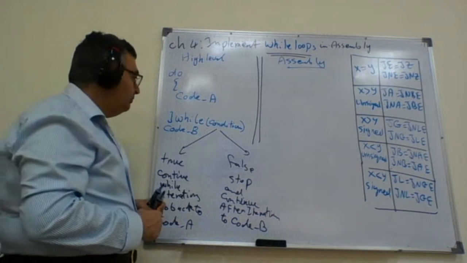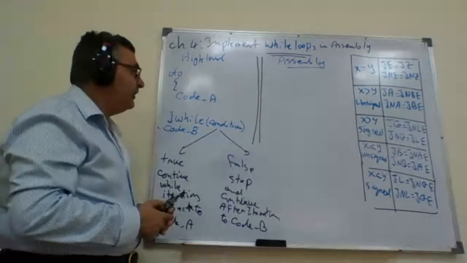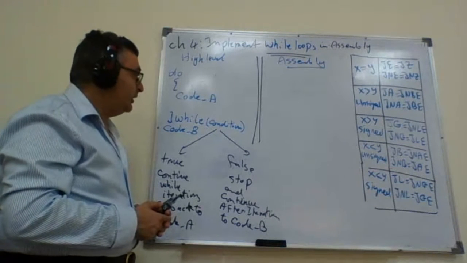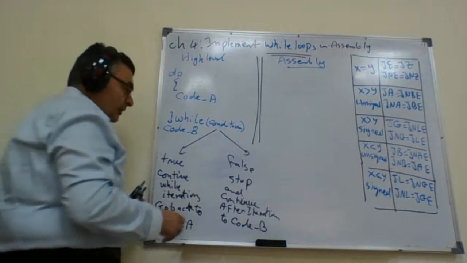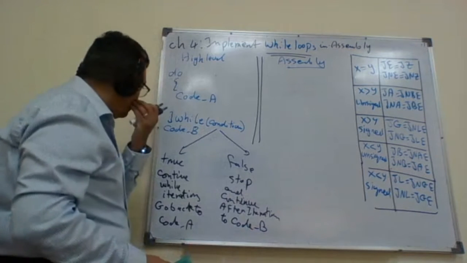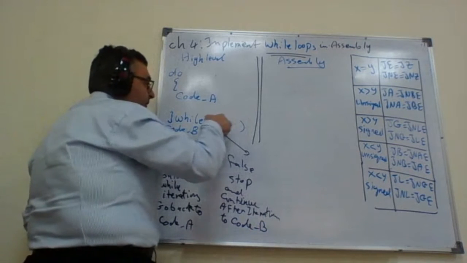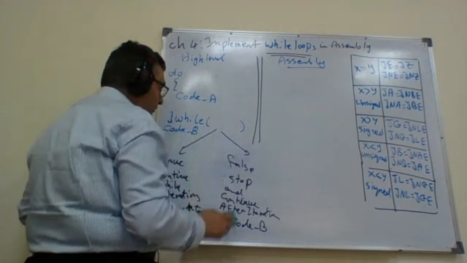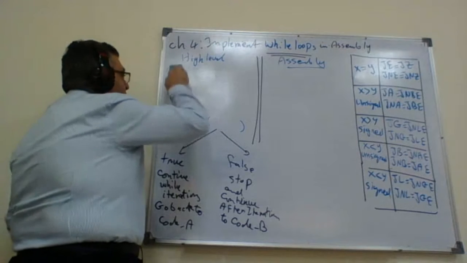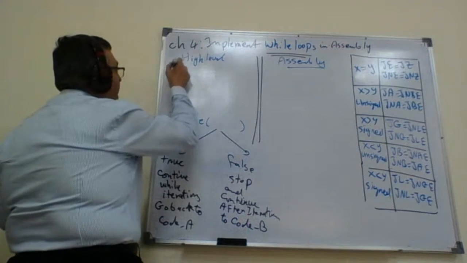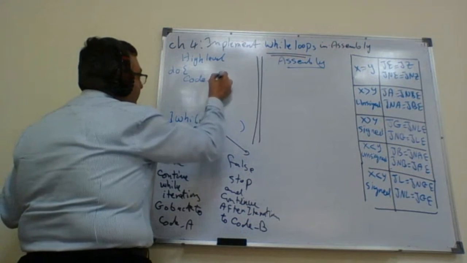In order to evaluate this, let us take a more practical example. I will demonstrate this for you through an example. Now we will remove the condition. Let me put this code a little bit higher here to give me some space. If I have do, code A.